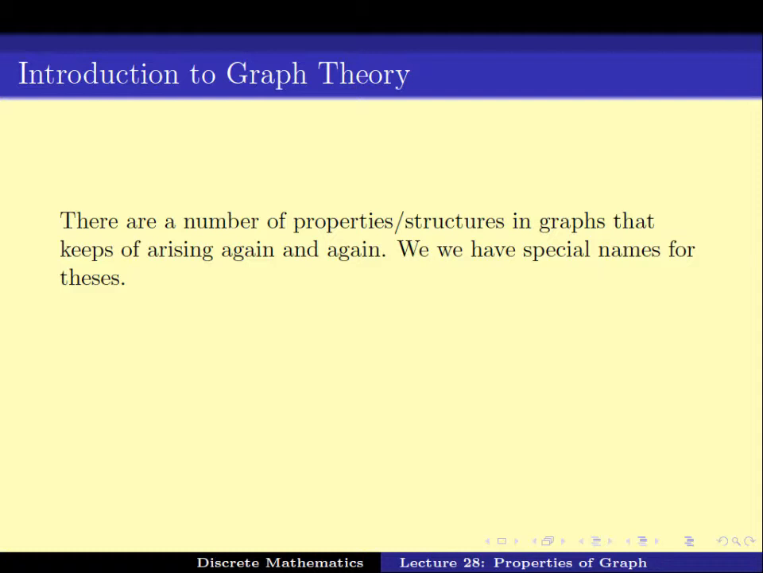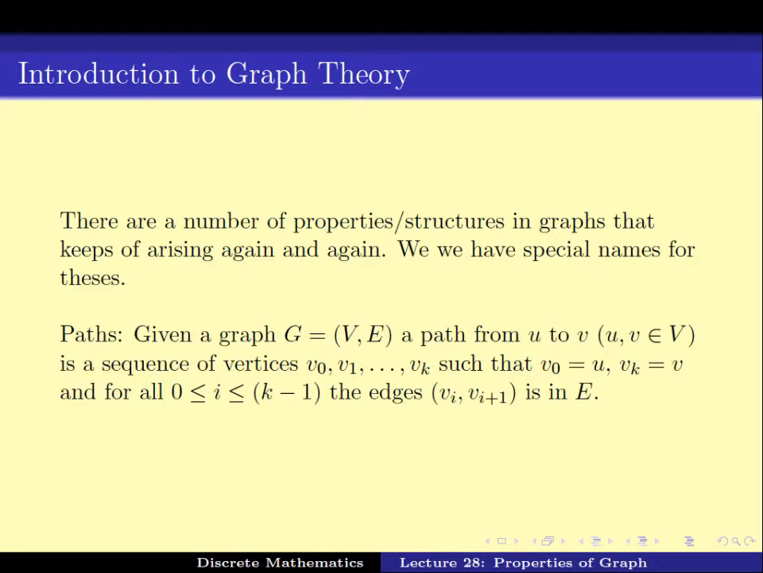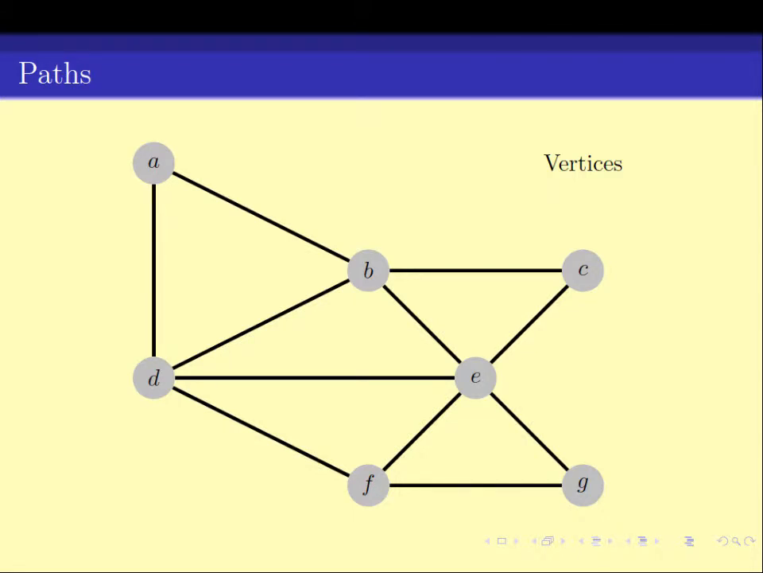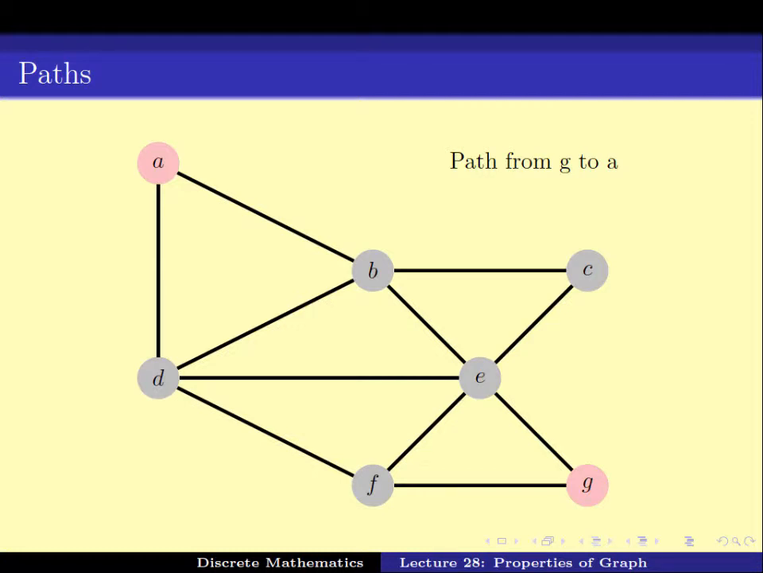Right? So to start with, we looked at the concept of paths. A path from U to V is basically a sequence of vertices that starts from U and ends at V, so that any consecutive vertices have an edge between them. So in other words, if I have this graph and I want to draw a path from G to A, GFDA is a path. So is GECBDA.